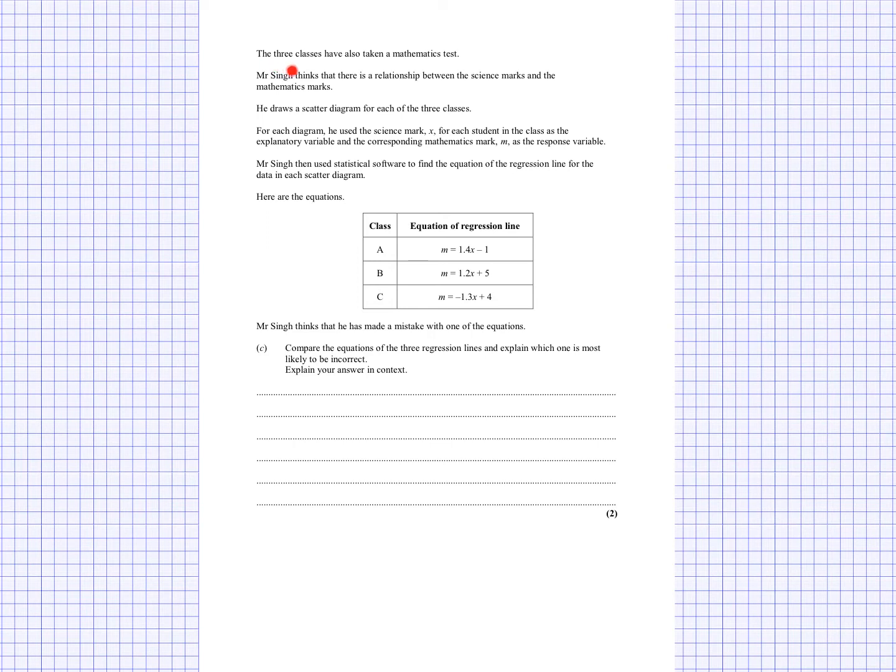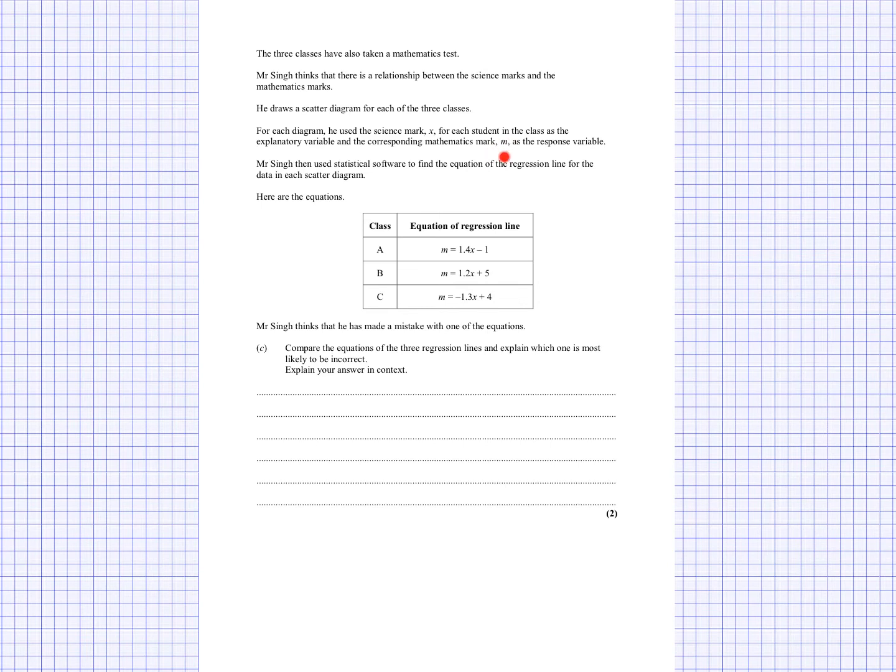So it reads, the 3 classes have also taken a mathematics test. Mr. Singh thinks that there is a relationship between the science marks and the mathematics marks. Okay. Then he draws a scatter diagram for each of the 3 classes. For each diagram, he used the science mark, which was X, for each student in the class as the explanatory variable, and the corresponding maths mark, M, as the response variable. Okay. So Mr. Singh then used statistical software.